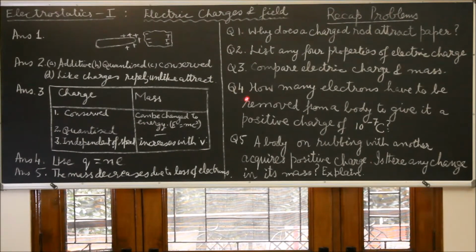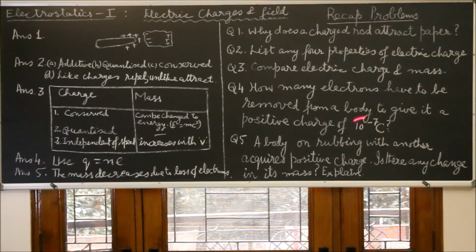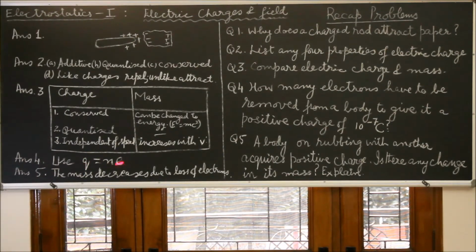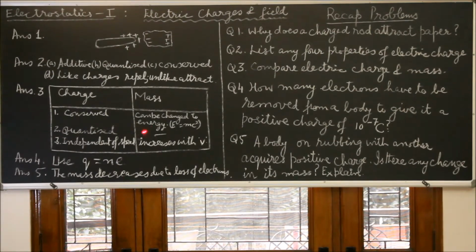Question number four, how many electrons have to be removed from a body to give it a positive charge of 10 to the power minus 7 coulomb? Let's suppose that n is that unknown number, then we can use this relation, the total charge Q equals n into the electron charge e. You know Q and e, 1.6 into 10 to the power minus 19 coulomb. You can calculate the value of n.